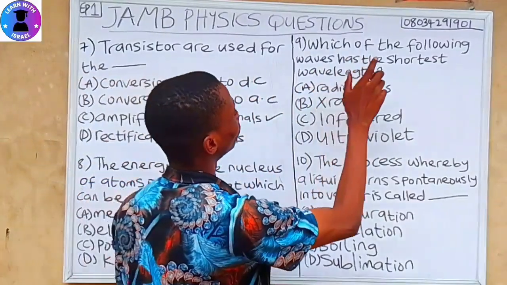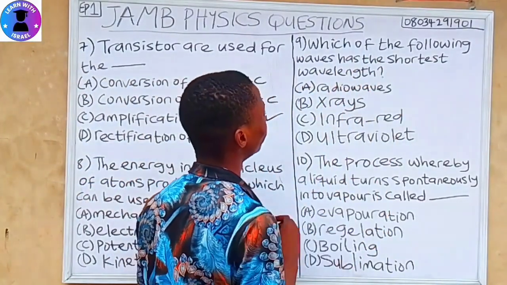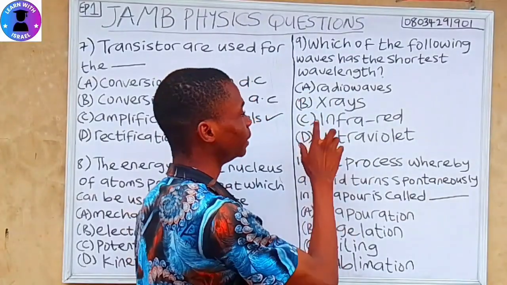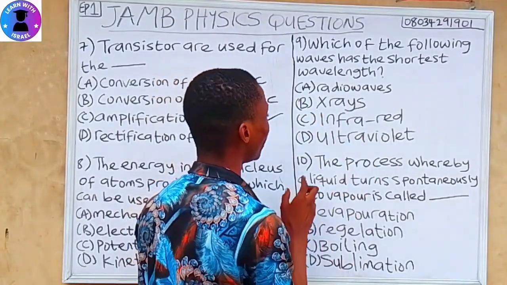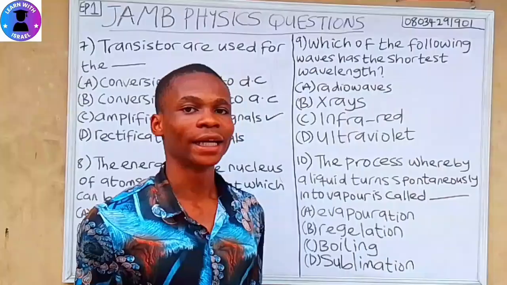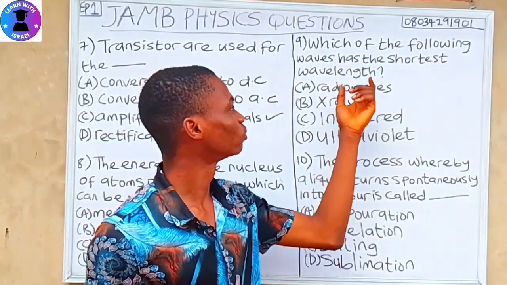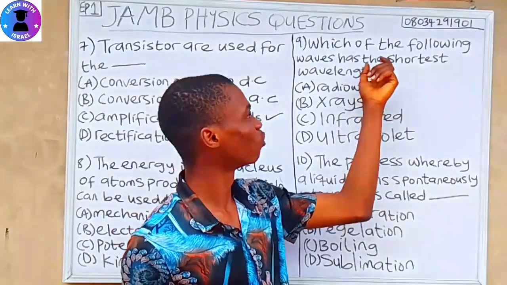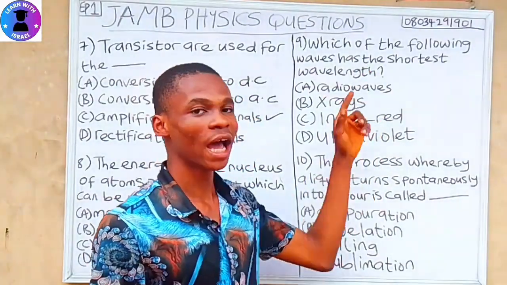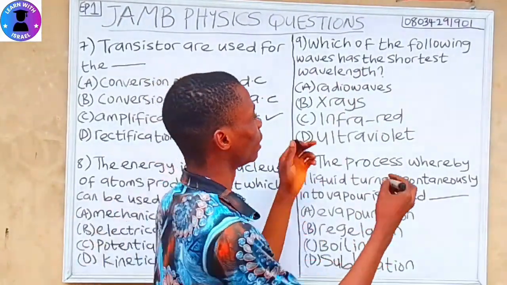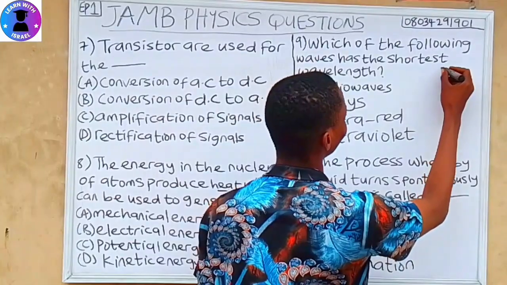Question 9. Which of the following waves has the shortest wavelength? A. Radio waves, B. X-ray, C. Infrared, D. Ultraviolet. So guys, I'll be giving you an acronym to understand the concept of wavelength. You know this question is under electromagnetic waves. So let me write out the acronym.